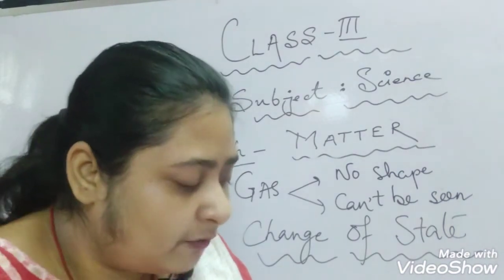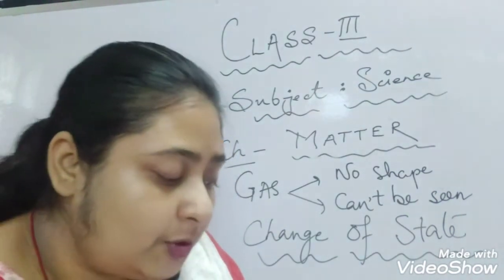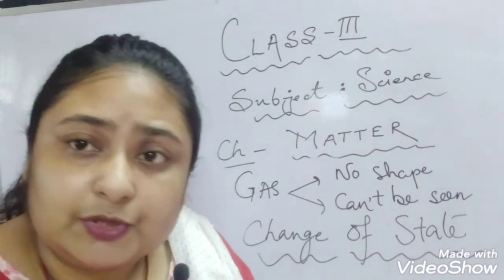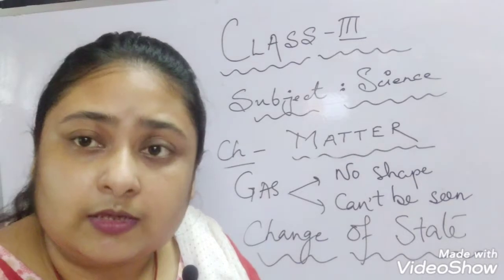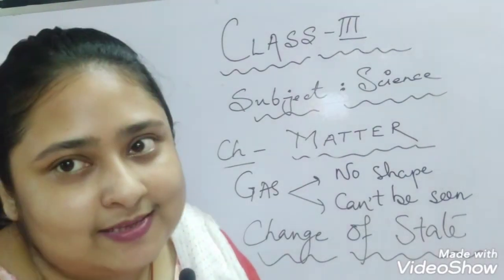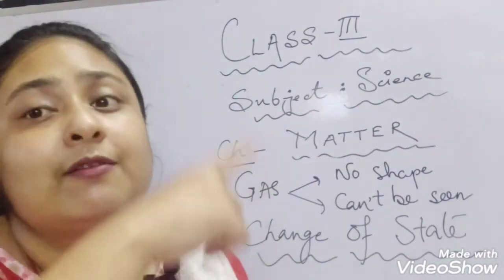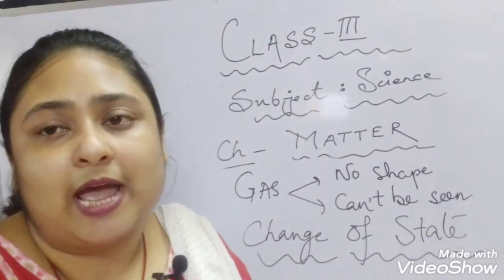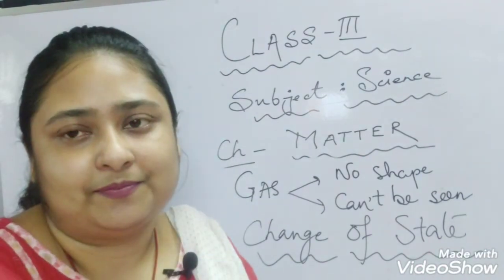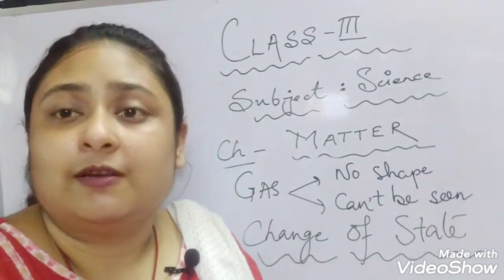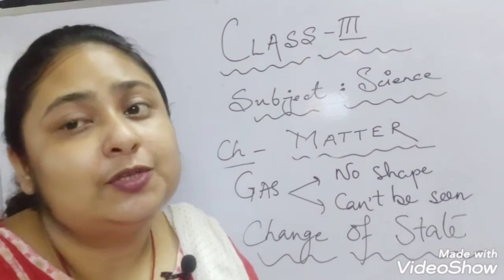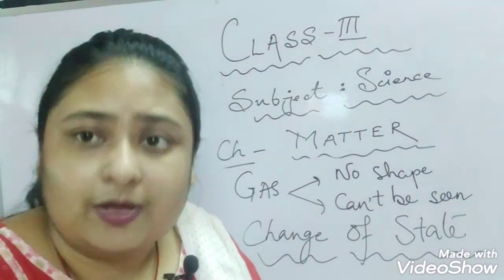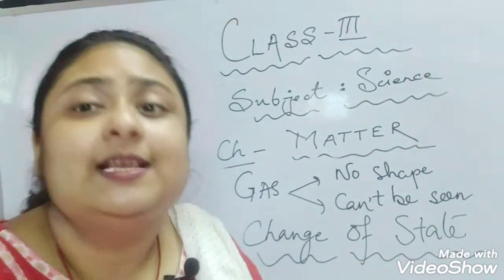The process of change of a liquid into solid is called freezing. So children, when water gets converted into ice, that is liquid is getting converted into solid form, this process is known as freezing. So children, the conversion of solid into liquid is melting, and the conversion of liquid into solid is freezing.